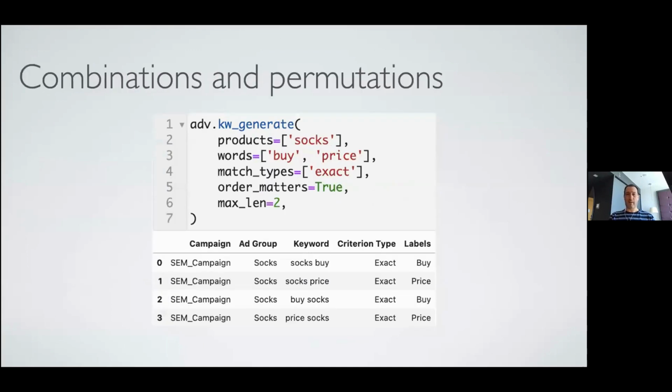Let's expand it a little bit. This is the same function. The only difference is that we said order matters equals true. And so as you can see here, we have socks buy and we have buy socks. We have socks price and we have price socks. So sometimes the order matters in terms of the meaning of the word. For some match types it matters, and in some cases it doesn't. So it's up to you to use these.